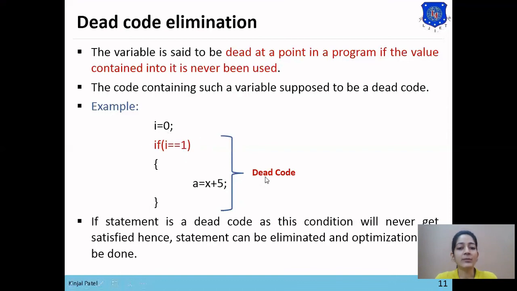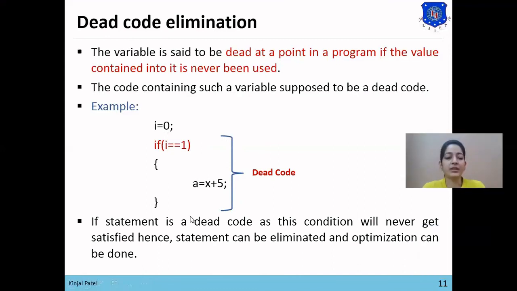So we need to remove this dead code to perform the optimization. Since the condition will never be satisfied, this statement is dead code, hence it can be eliminated and optimization can be done. So this is how we can eliminate dead code from our source program. These are the 6 techniques of code optimization. In this lecture we have learned what code optimization is and different code optimization techniques. Thank you.